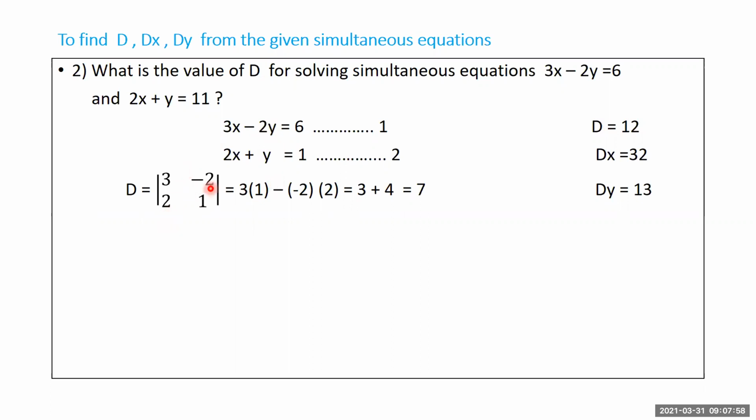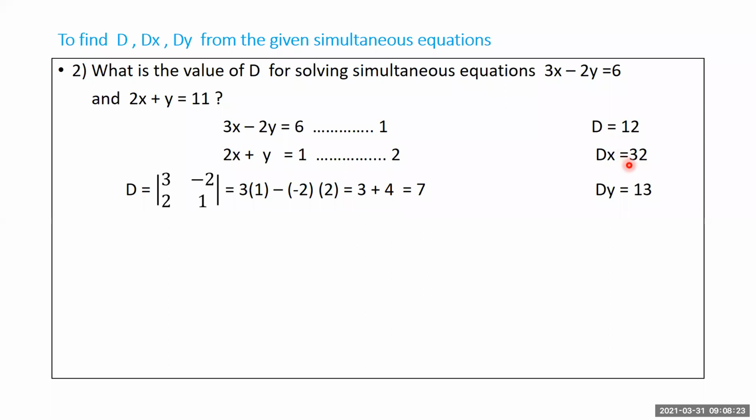So here you can write first column and second column, and you know how to find the determinant value. Okay, 3 into 1, cross multiplication, 3 into 1 minus, minus is the default, minus 2 into 2. So when you simplify, you will get here 7. Okay. So in this question, they have asked only the d value. So we can easily use 12.